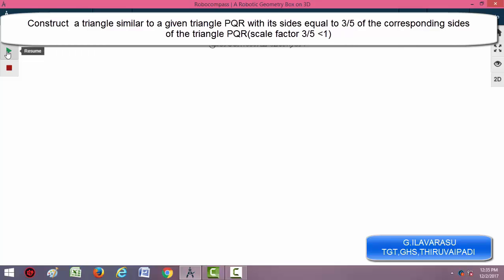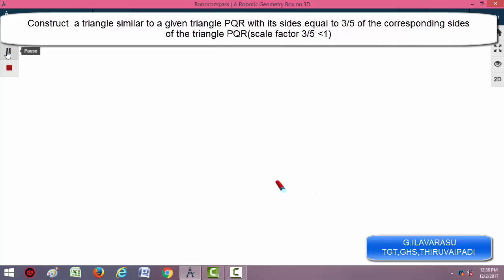In this video, we are going to see how to construct a triangle similar to a given triangle PQR with its sides equal to 3/5 of the corresponding sides of the triangle PQR. That is, in this case, the scale factor is 3/5, less than 1. So, we are going to construct a similar triangle to PQR. No specific measures are given for the triangle PQR. Therefore, we can take our own measurements for this triangle PQR.